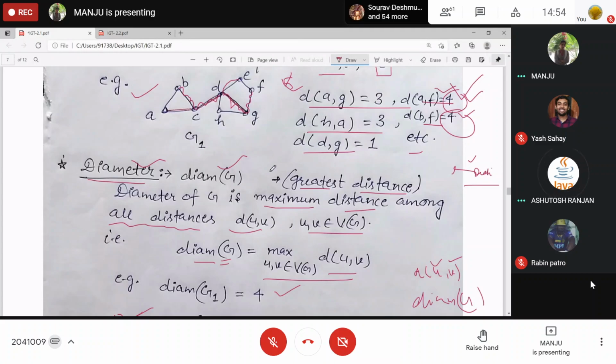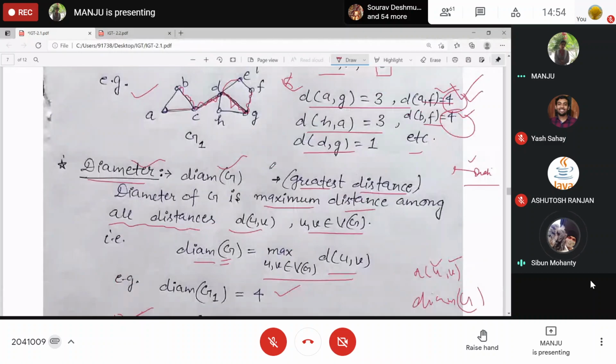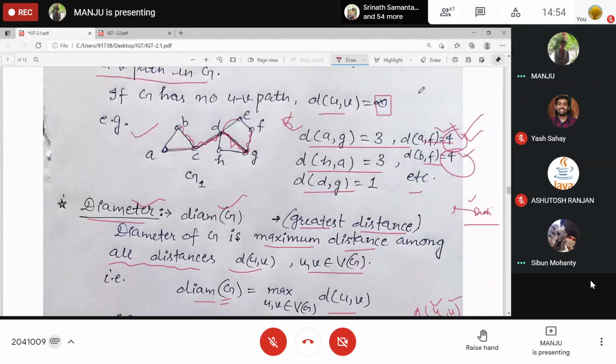Ma'am, in the example it should be 5, no? Diameter of G1 equals 5. Why is it so? Ma'am, A to E is 5. A to E, so A, C, D, E. You have three. Ma'am, if we go A, C, D, G, F, E, then that is not giving you the distance between A and E.